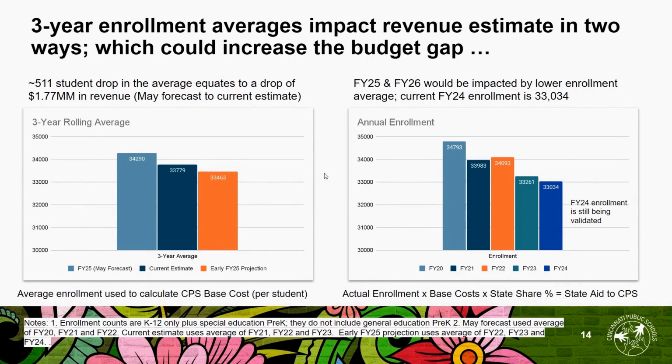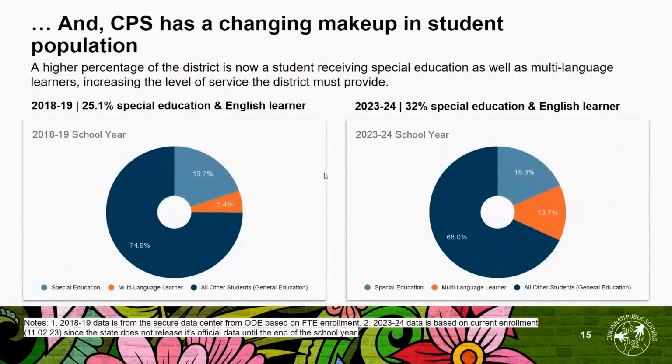All right. So we know that we now got some additional things that could add cost to the budget. We've got some pressures on revenue due to a lower enrollment. Next slide is the other factor here, which can drive costs for us, which is the types of students and the needs that we are seeing in our student population.